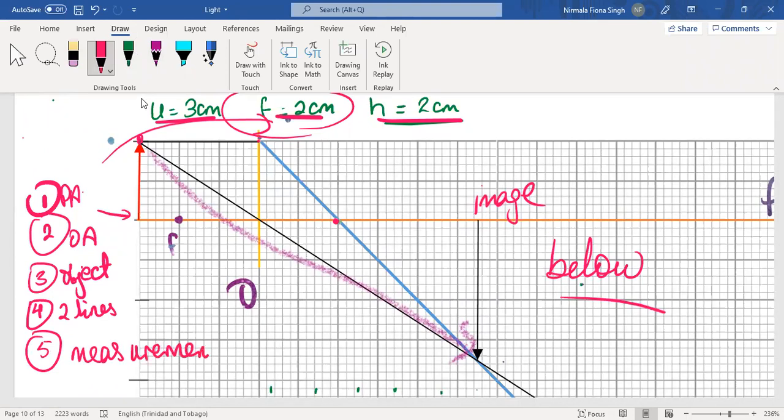What are the measurements you can take in this? You can measure your image distance. You can measure your image height, and then you can go ahead and do any necessary calculations. What calculations can you make from this? You can calculate your magnification.